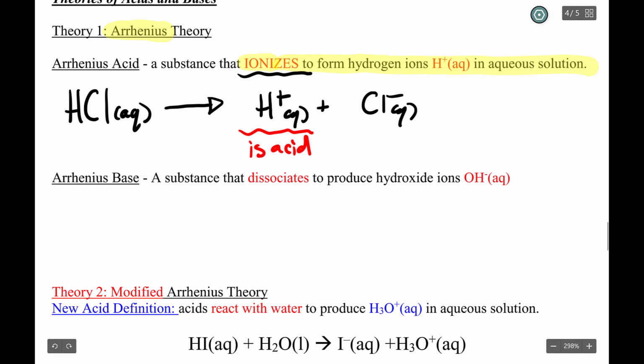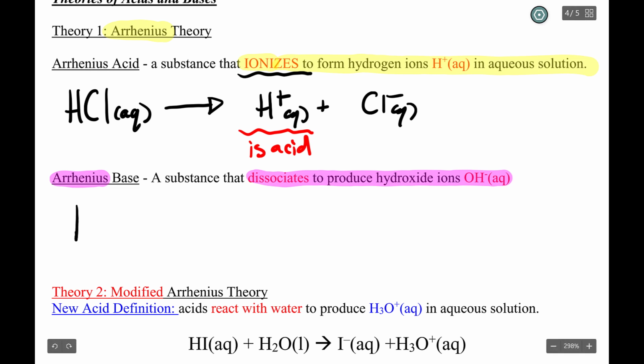Then the Arrhenius definition of a base was that it's a substance that dissociates to produce hydroxide ions, which is correct, but it is incomplete. It just doesn't cover all bases. So there's nothing wrong with that statement. It is a true statement. It just doesn't cover all bases.